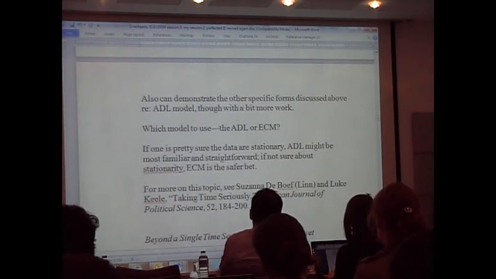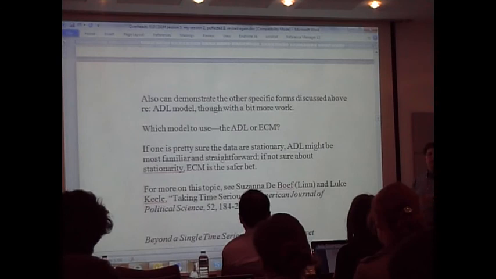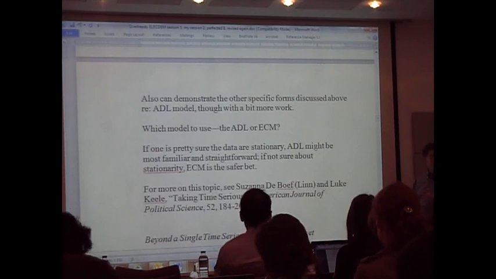I find the ADL really easy to work with. So if I think the data are stationary, it doesn't hurt you to do an ADL. Mark might say, well, why don't you just start with an ECM? Well, you can easily just go to an ECM. Do both. It doesn't hurt you, right? So you can do both.